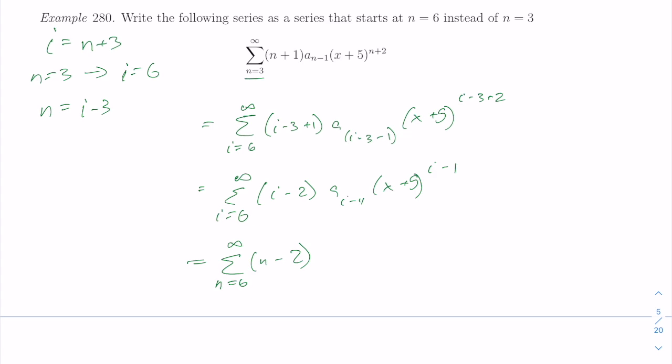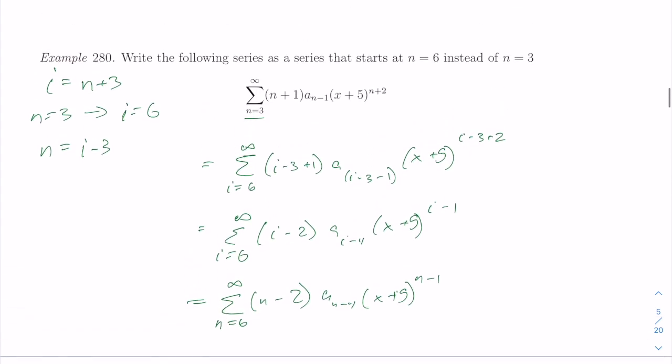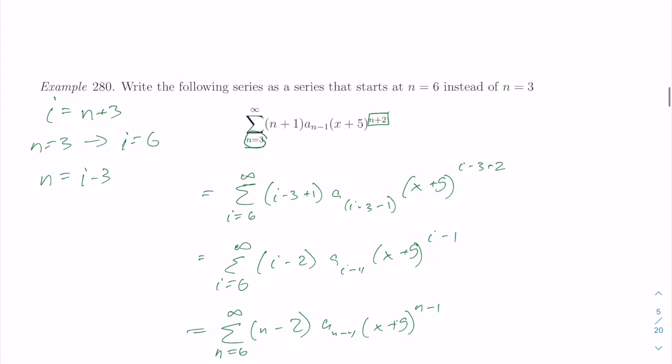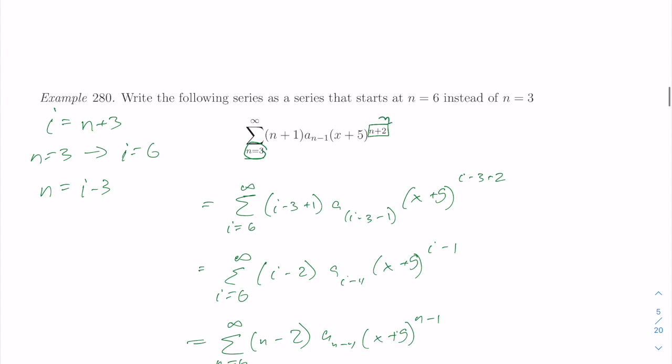n minus 2, a sub n minus 4, x plus 5, n minus 1. Now, it's not very typical that we adjust the beginning index. It's actually more typical that we need to adjust this thing. Okay, so that doesn't really change anything of what we've done, except this is going to be our focus instead of this thing. So nothing really changes in that.